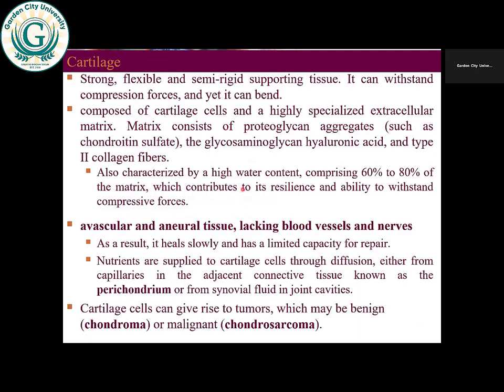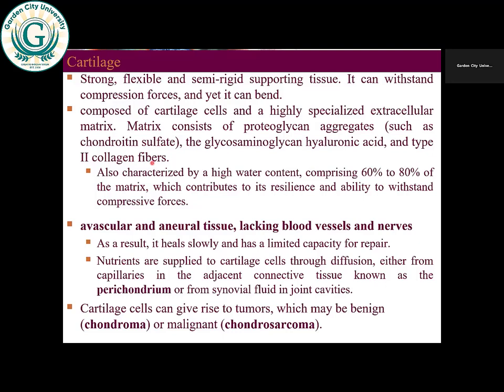Now, let's look at cartilage. Just pay attention to the point that I'm making. We know that cartilage is also made up of cells, ground substance, and fibers. But what type of fibers do you find in cartilage? Type 2 collagen fibers. That one you should know. Then one thing about cartilage is that it has a lot of water. So that gives it the resilience and ability to withstand compressive forces.